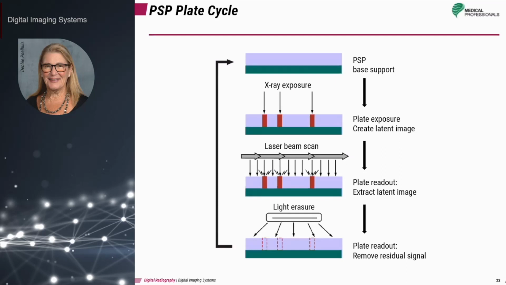So once the plate has been scanned and the image data has been sent to the analog to digital converter, the plate is erased by exposing it to intense white light. This forces the holes or traps to release any residual electrons that may be in there. Following erasure, the IP is ready for use again.